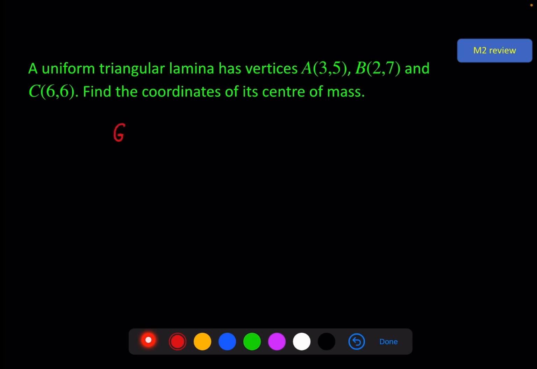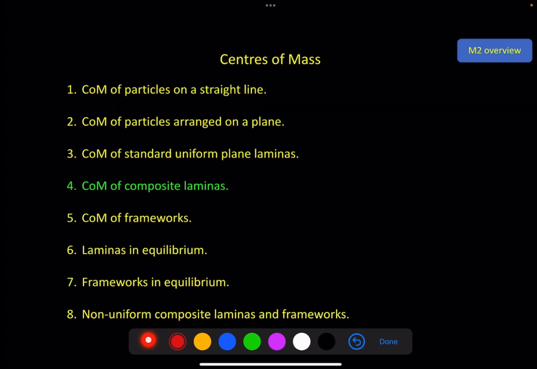So G, the center of mass, has coordinates 3 plus 2 plus 6 divided by 3 for the x, and 5 plus 7 plus 6 divided by 3 for the y. That gives us 11 over 3 and 18 over 3, which is 6. And there we go. In this video, we're going to find the center of mass of composite laminas.